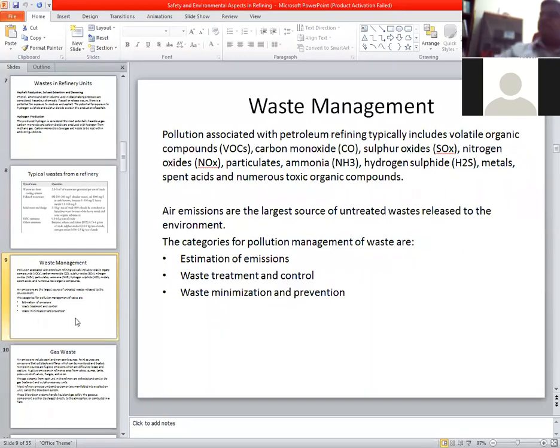So there is one slide that I will go through: what are the waste treatment, waste minimization, and prevention. We have to know how to do waste minimization.